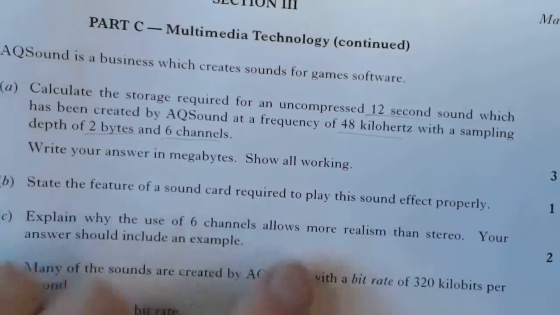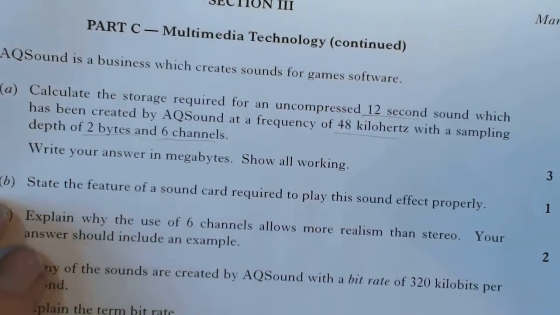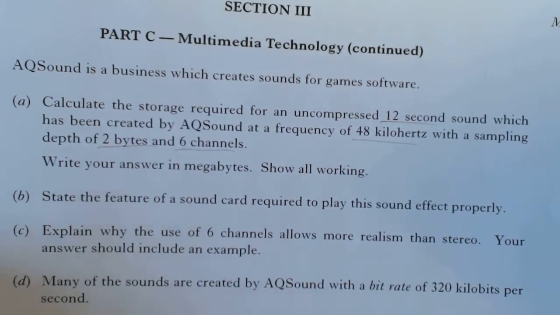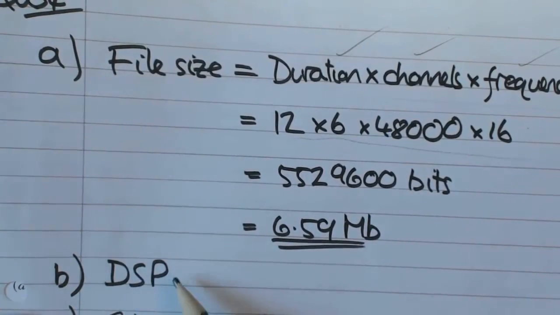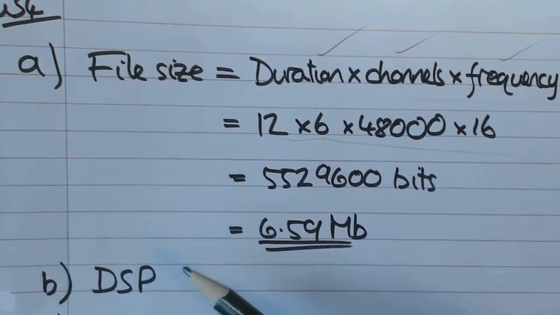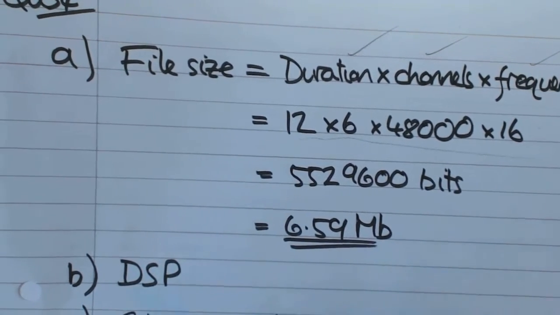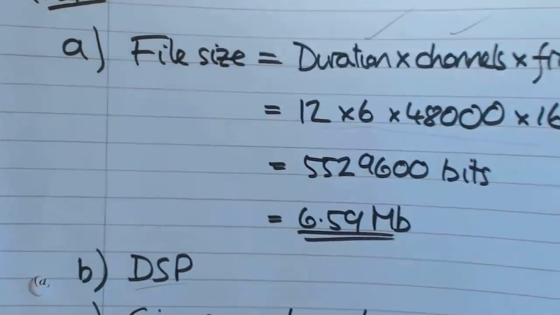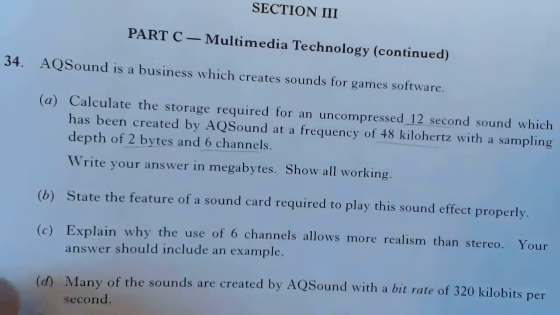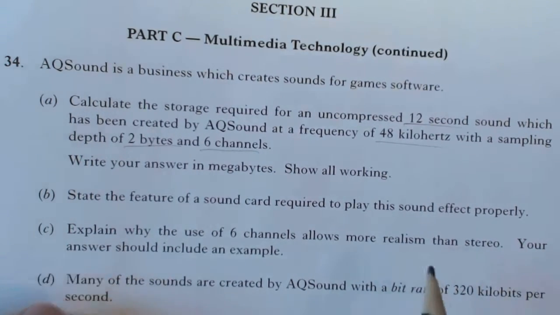State a feature of the sound card required to play this effectively. Now remember, it's surround sound, right? So you need to have everything all synchronised, and that's your digital signal processor. So that's part of your sound card. So you've got your analog to digital converter, and digital to analog, and you've got your DSP.